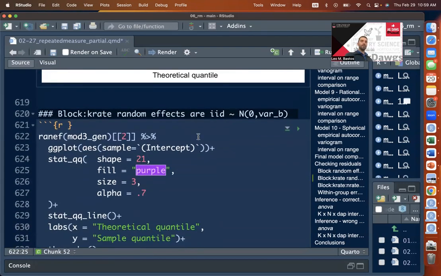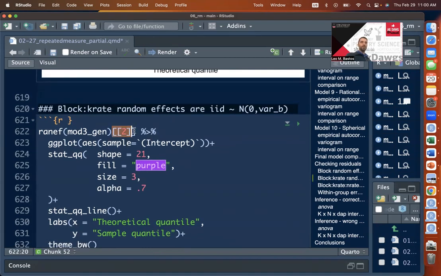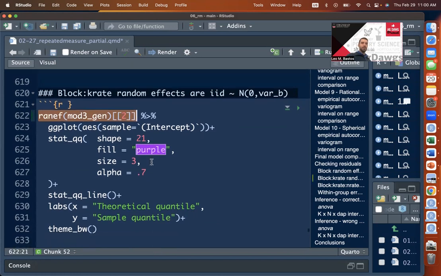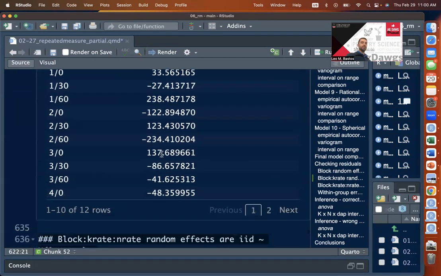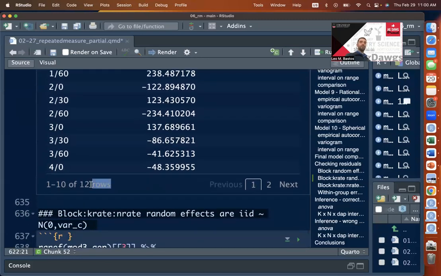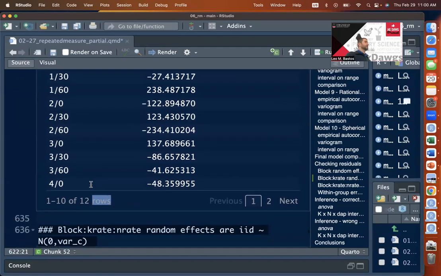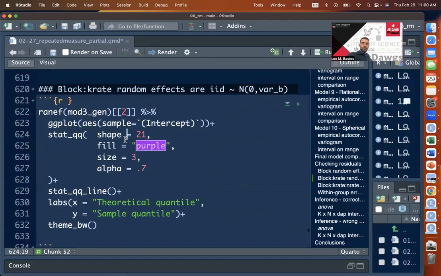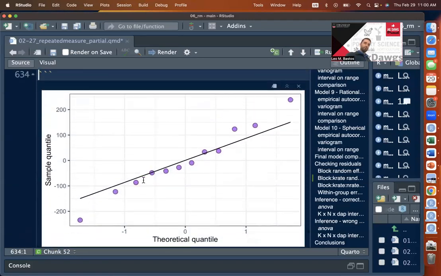Now doing the same thing, but for the second level of that hierarchy, the random effect associated with potassium rate nested in block, which I'm getting here because I'm changing the number on the brackets to 2. If you just run this up until the bracket, to see what that gives you, it is the random effect of potassium rate within block, and we have 12 observations because we have a total of 4 blocks and 3 potassium levels. If we run this to check that assumption, it doesn't look bad either. Some deviation on the first and last one, but nothing too worrisome.